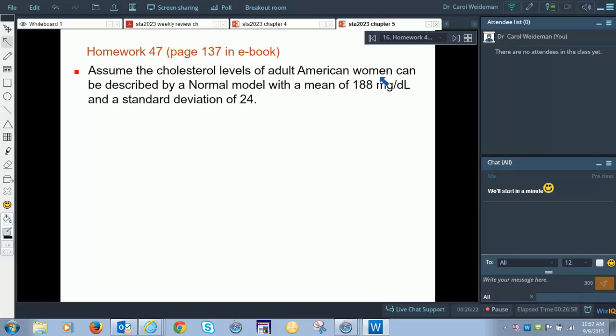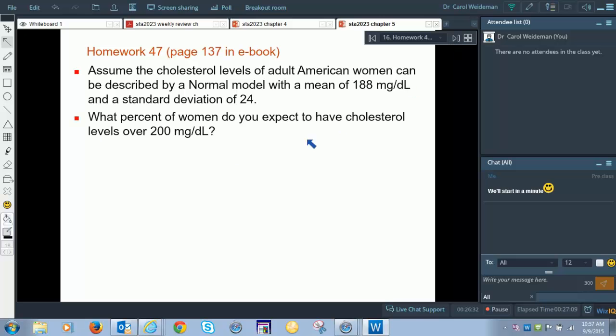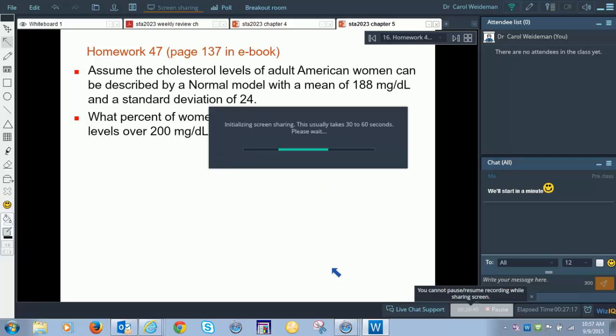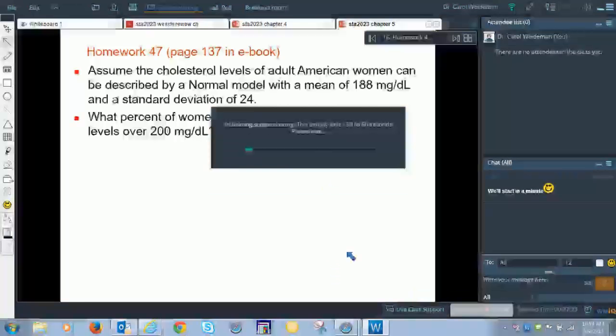Okay, this is a problem from the book, and I'm just going to put it up here because we're going to go to StatCrunch in a minute. It's talking about how cholesterol levels of adult American women can be described by a normal model with a mean of 188 and a standard deviation of 24. The question they're asking in the problem is, what percent of women do you expect to have a cholesterol level over 200 milligrams? Okay.